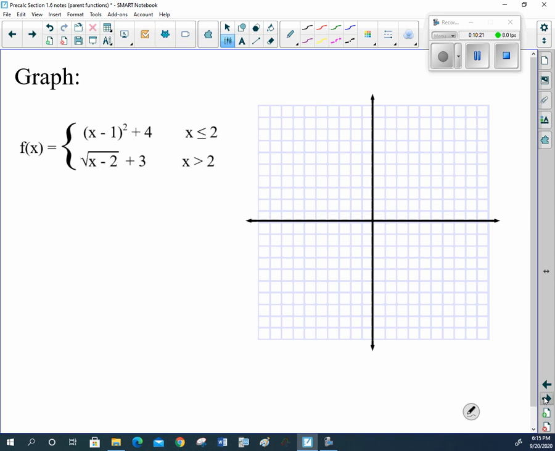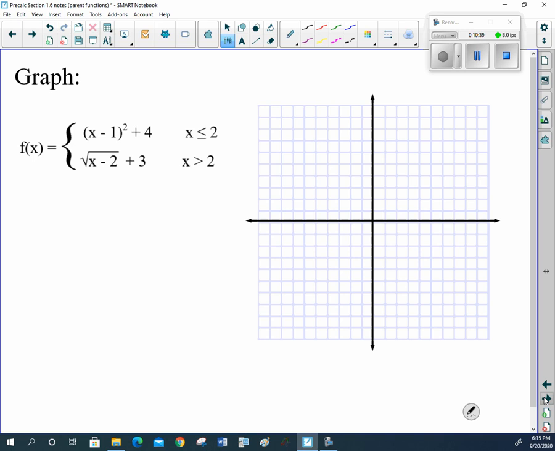So piecewise functions are just parts of a graph. This one has two parts. It has the top equation, which is a parabola, and the bottom equation, which is a square root. We're going to graph those two on the same graph and then see what it looks like, keeping in mind our boundaries. So what are our boundaries?